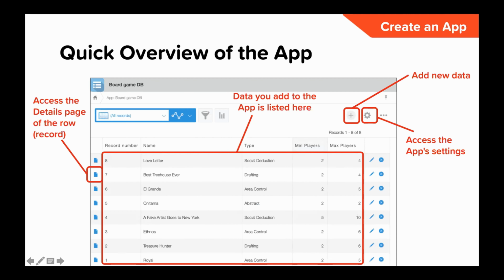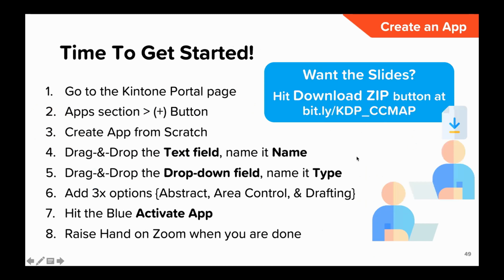And what you could expect to see when an app is fully developed is it'll look something like this. You'll have your data over here front and center. You'll be able to drill down into specific records by clicking on these blue thumbnails. And then you can add new records by clicking on that plus sign. You can go into the app settings to make changes to the app and update those changes by clicking on that gear wheel.